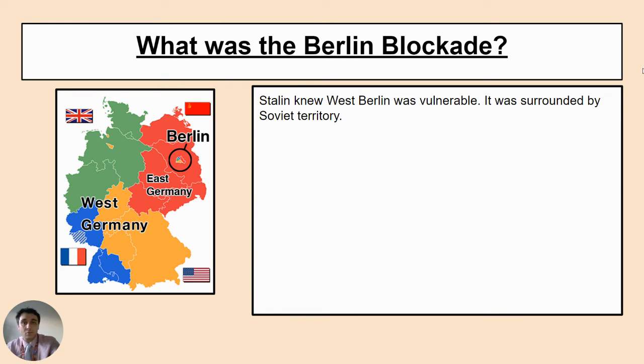Now, Stalin knew West Berlin was vulnerable. As we can see on the map, and as we've discussed already, it was surrounded by Soviet territory. You can see there on the map, Berlin, the small blue, green and yellow sections. They are surrounded by the red of the Soviets. And the only way to keep supplies going into West Berlin was Stalin, like we've seen before, opening up the roads and allowing travel in by rail, by canal and by road. That's the only way to keep the shops going.